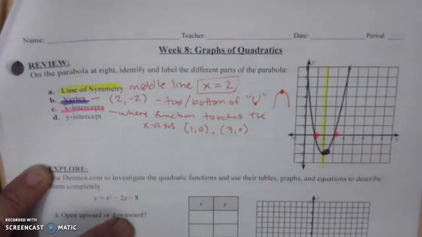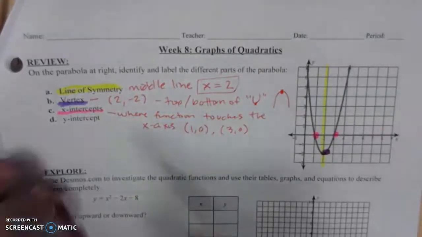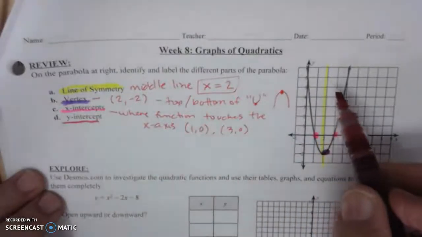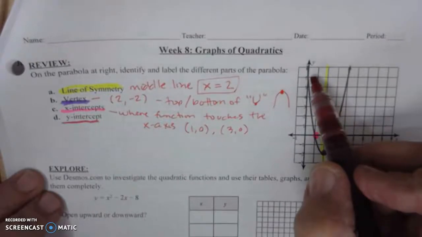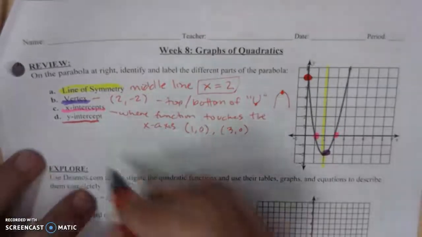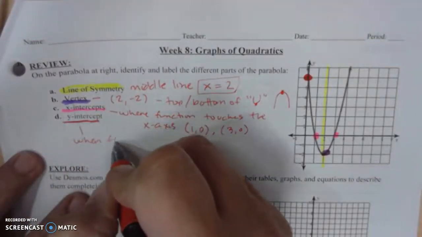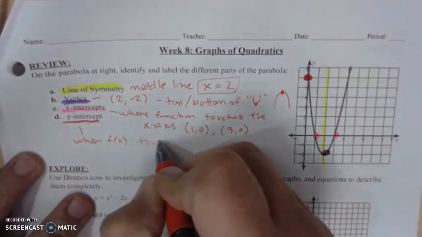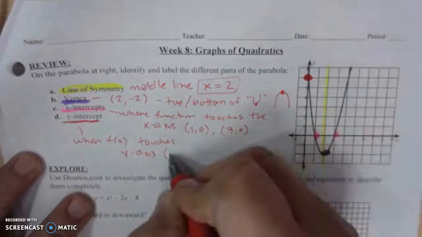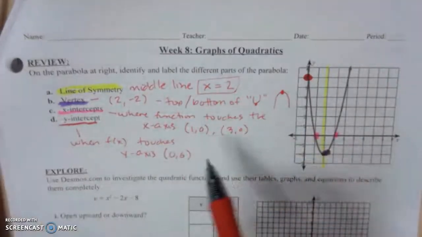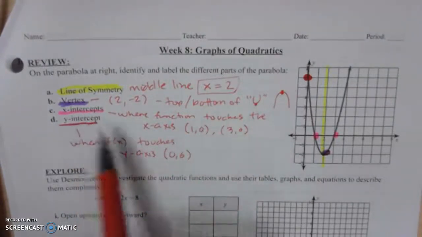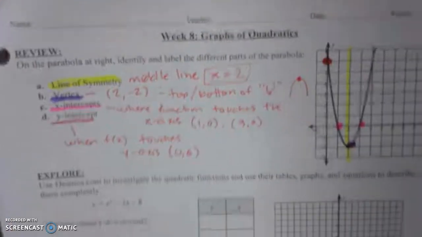Let's go another color for the y-intercept. We'll do red. The y-intercept is where the graph touches the y-axis, when f of x touches the y-axis. And here it is, up at 6, so at this point it is (0, 6). Notice the x-intercepts have zeros for the y's, and the y-intercept has a 0 for the x. So that rule doesn't change.